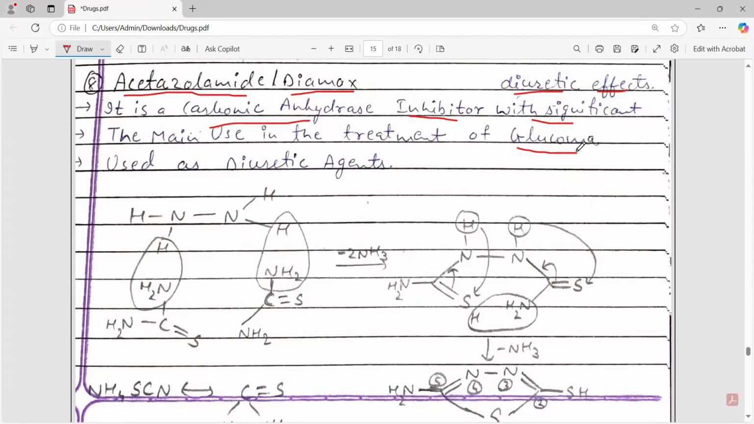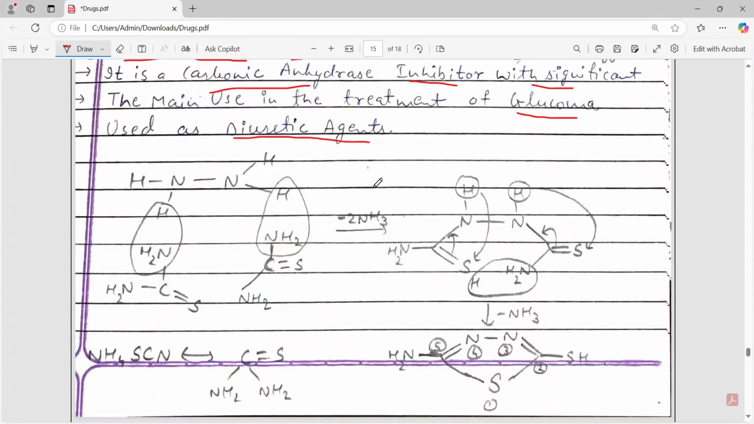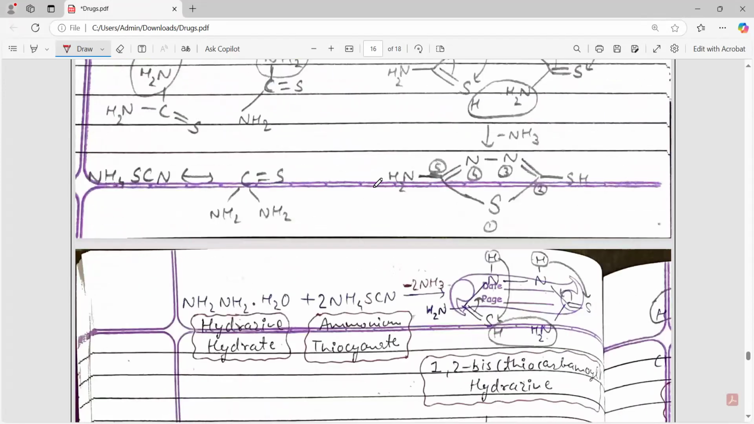It is used as a diuretic agent. Okay, so we will discuss the synthesis first. We were just discussing the mode of action and the usefulness. So first of all, we'll discuss the synthesis.